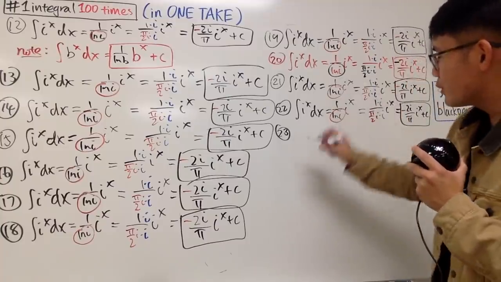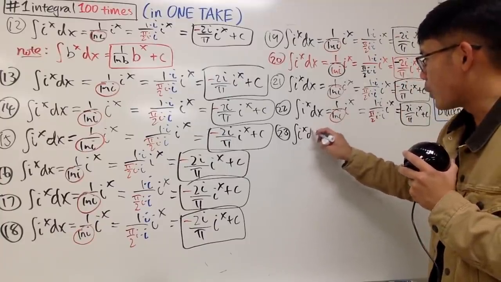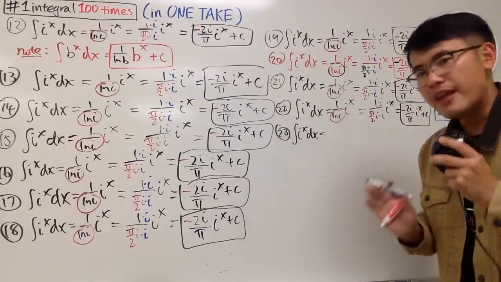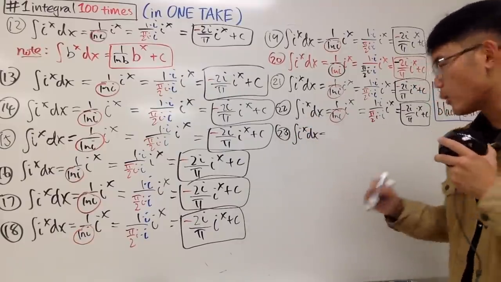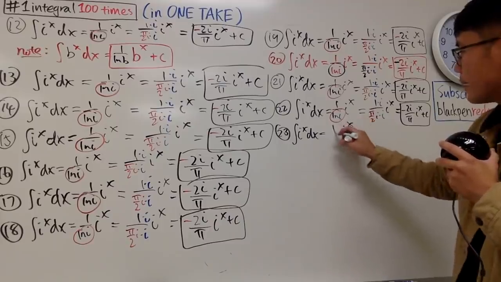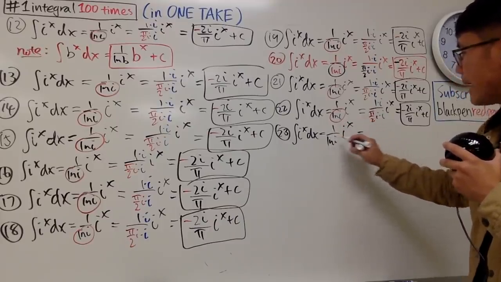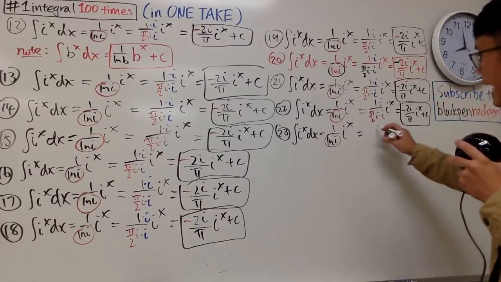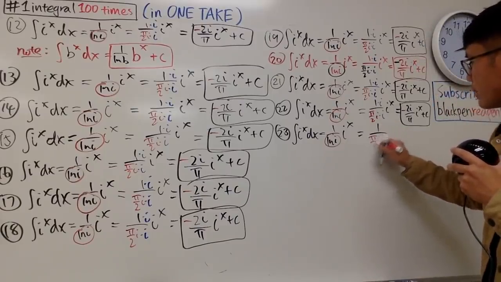Right? Number 23, integrating i to the x power dx. Well, this is an exponential function, technically, right? And the base is i, it's a constant. So what we have to do is i to the x power, but you divide it by natural log of i like this. But natural log of i, thanks to Dr. Peyam, we know now it's just pi over 2i. So I'll just put pi over 2i right here.